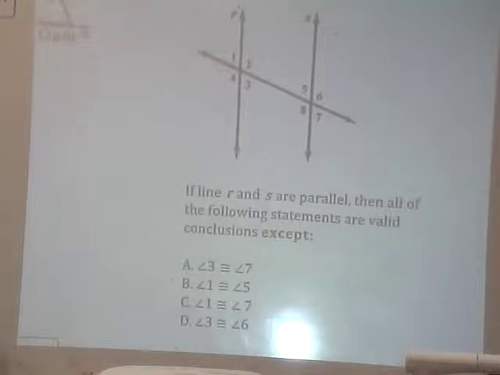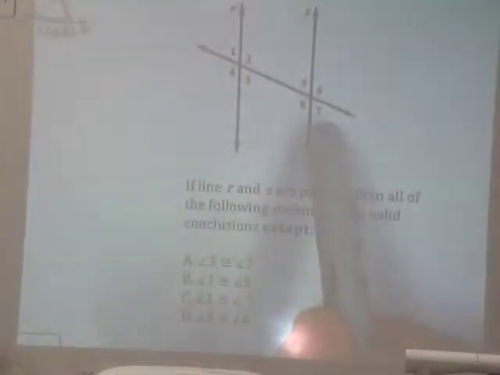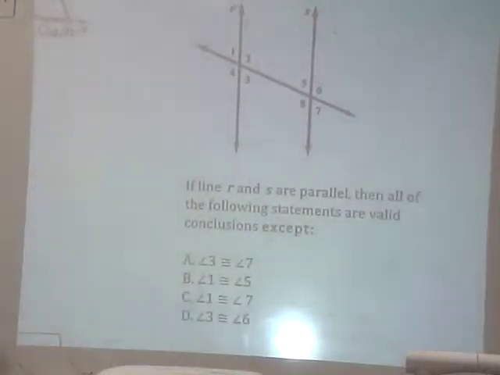They're corresponding angles. See this group of 4 right here? Isn't 3 like the bottom right? And see this group of 4 here? 7 would be the bottom right. They correspond to each other. That's why they're congruent. How about angles 1 and 5? Corresponding. Angles 1 and 7. Alternate exterior, so they're congruent. How about 3 and 6? No. They're not congruent, are they? So that's what they want. Letter D is not a valid conclusion. So the answer is D.